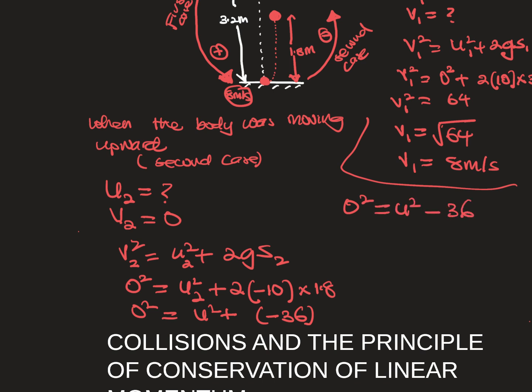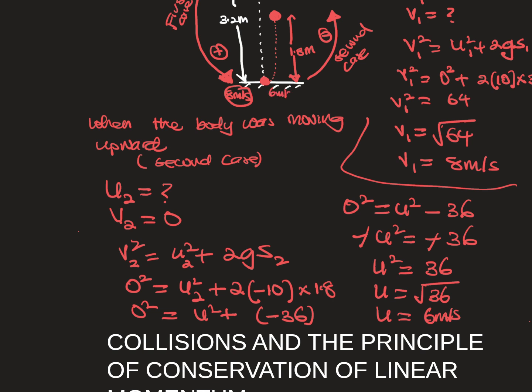So if I send U squared to the other side, it will be negative U squared equals negative 36. So negative will cancel negative. U squared equals 36 then. So U will be the square root of 36. U equals 6 meters per second. So it means it leaves the ground at 6 meters per second.